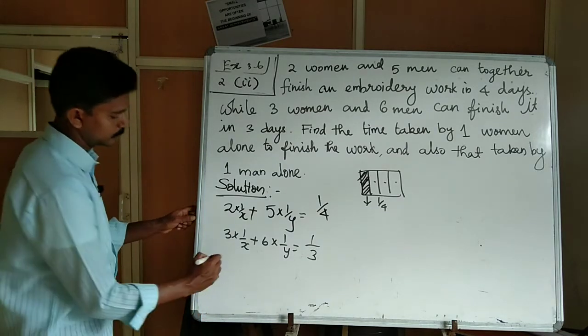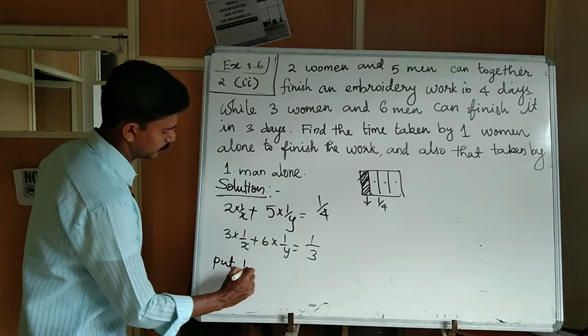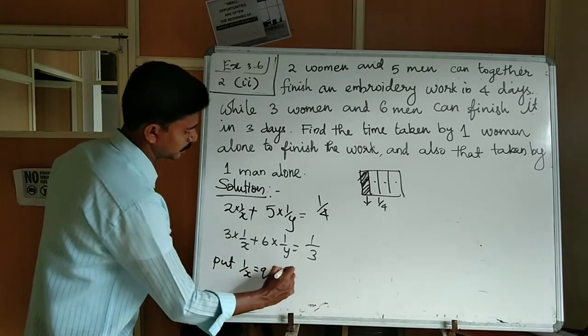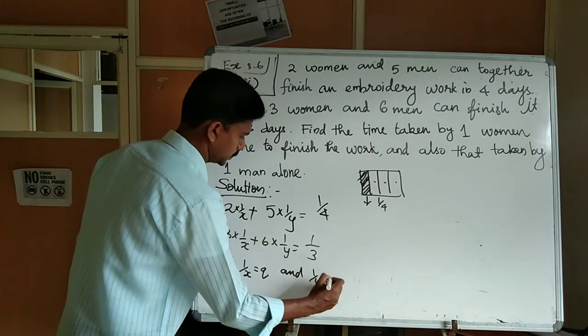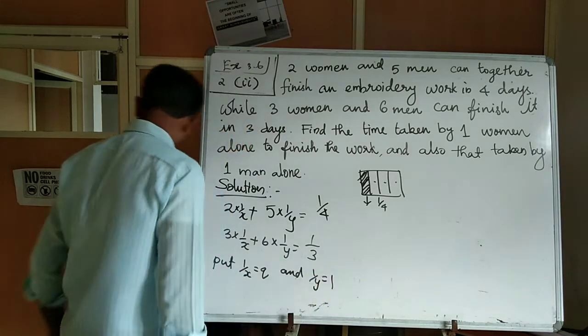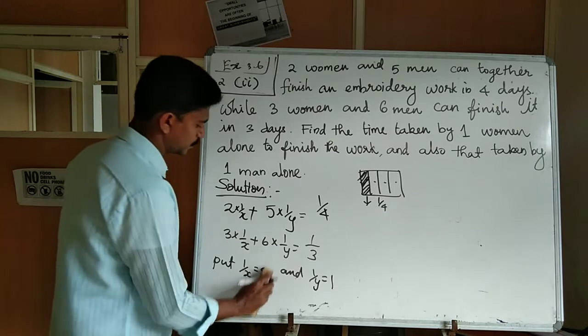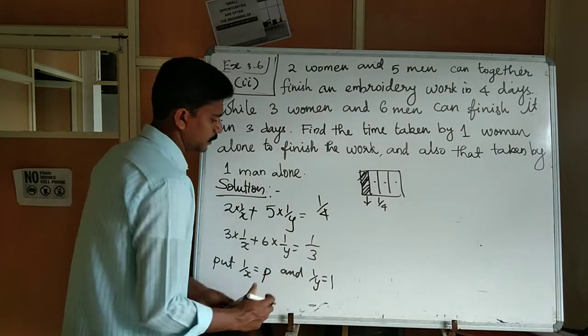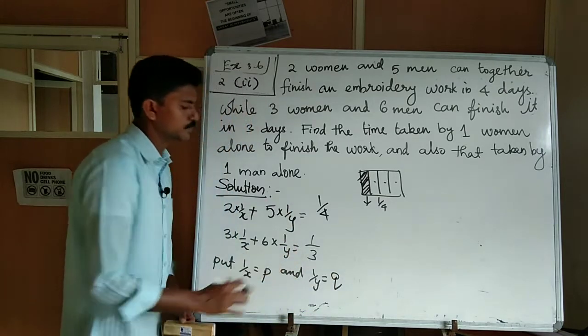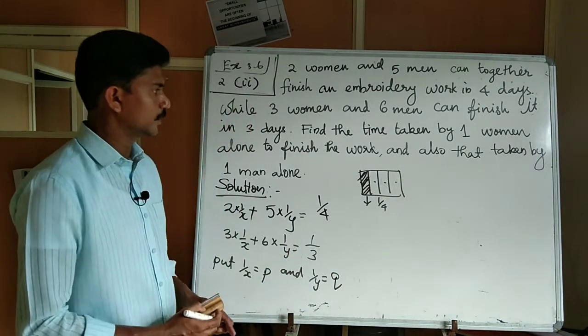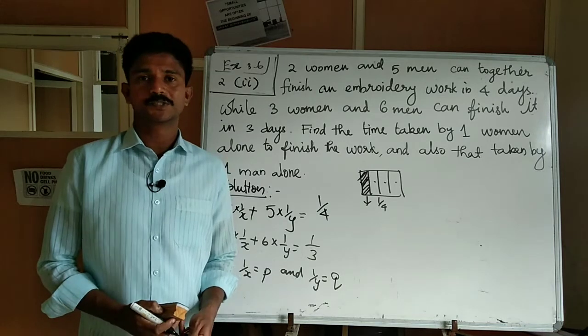So now we can put 1 by x is equal to q and 1 by y is equal to p. P and q we can change: 1 by x is equal to p and 1 by y is equal to q. Then we can substitute and finally we can find the answer as we did in the previous questions.